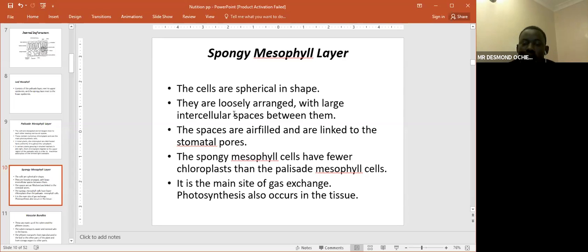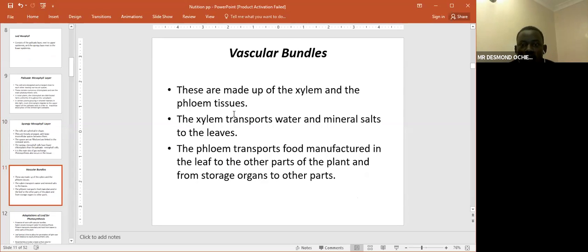Okay? And inside the sponge mesophyll cells, we said we have the vascular bundles, which are made up of the xylem and the phloem tissues. We said that the function of the xylem is to transport water and mineral salts to the leaves, while the phloem transports food manufactured in the leaf to other parts of the plant, and from storage organs to other parts. That is the function of the phloem. So just know that the vascular bundles are made up of the xylem and the phloem tissues.